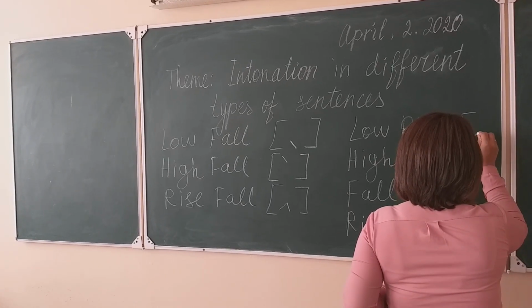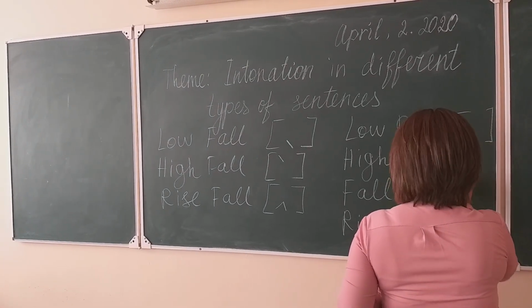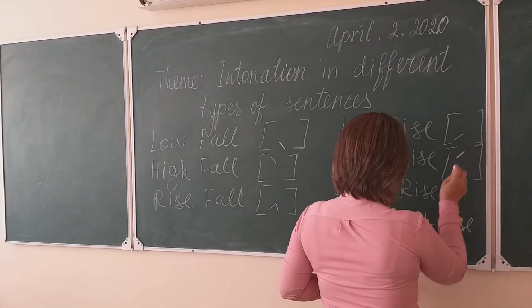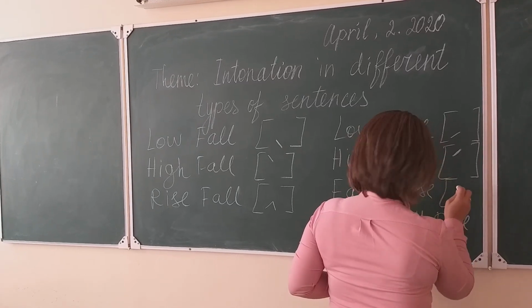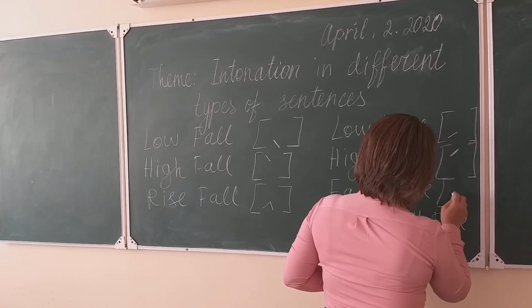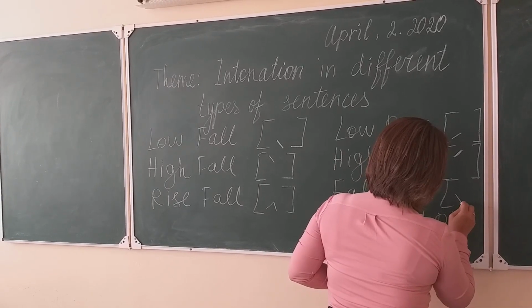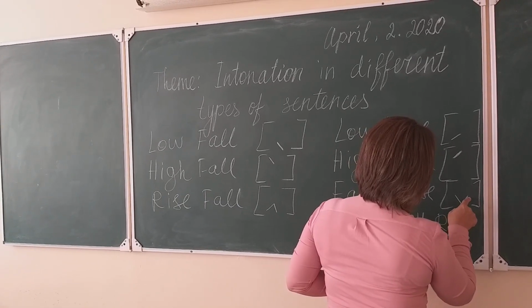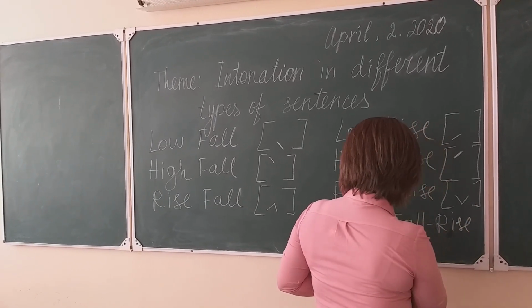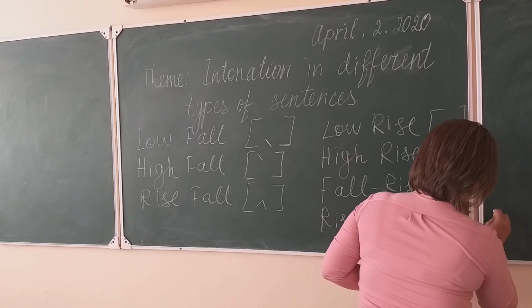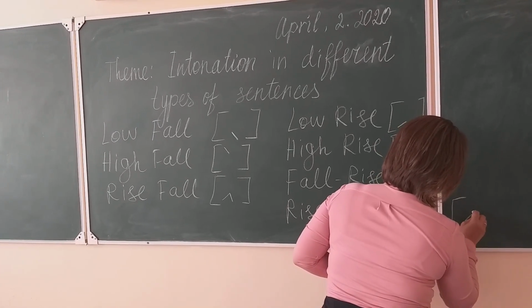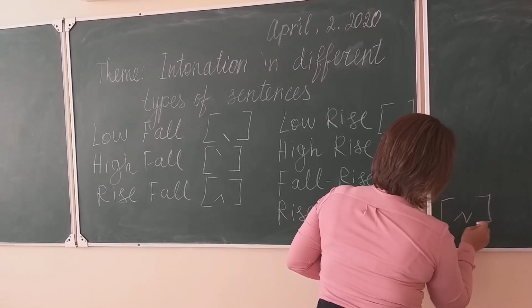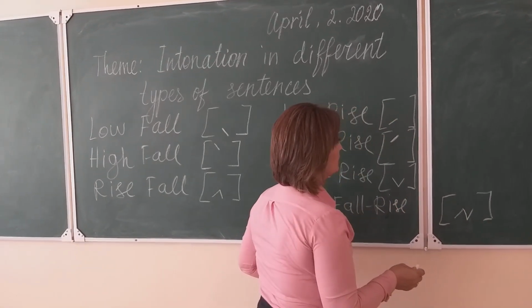rise, this is the stress mark of a low rising nuclear tone. This is the stress mark of a high rising nuclear tone. And as for the fall rise, this is the stress mark of a fall rising nuclear tone, because first it falls, then again it rises up to the medium pitch level. Then rise fall rise: first it rises up to the medium pitch level, then again it falls, then again it rises up to the medium pitch level. So this is the stress mark of a rise fall rising nuclear tone.